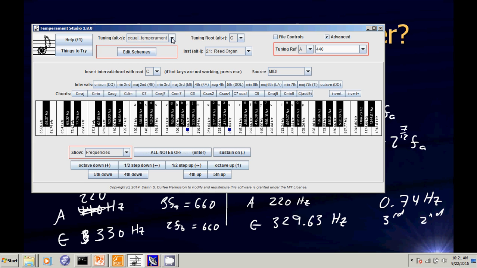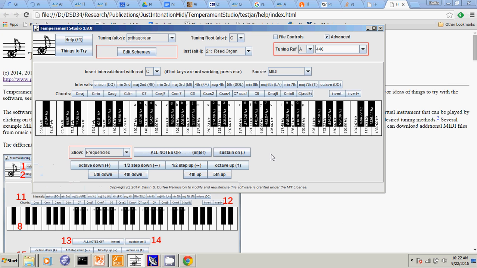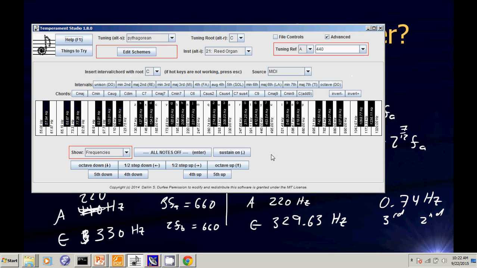But let's now tune our organ using Pythagorean tuning. Did you hear the change? It's much more solid. You don't hear the beating, it sounds stronger. Now listen as I go back. Equal temperament, Pythagorean. Cool stuff, huh? And I hit the wrong button. There we go.